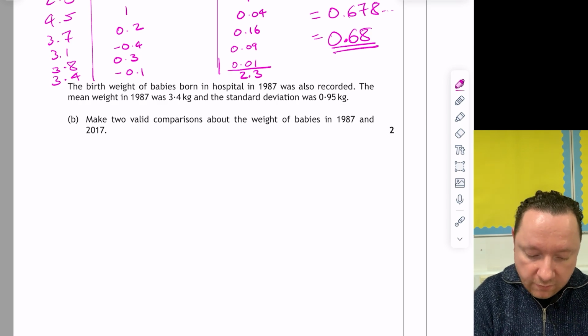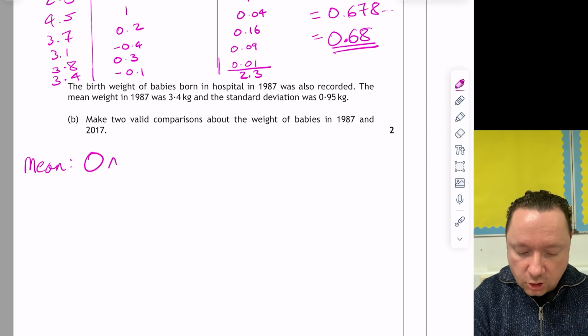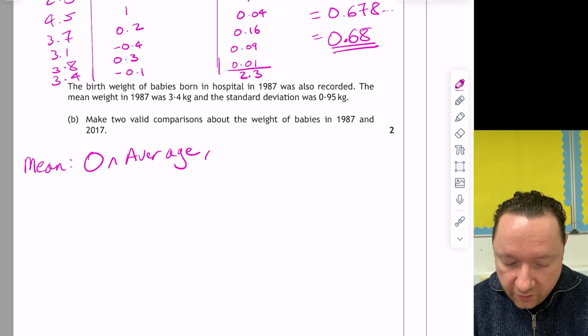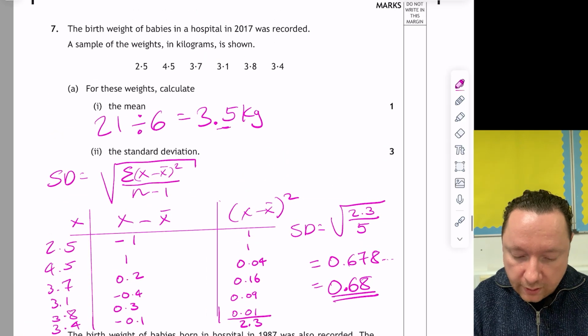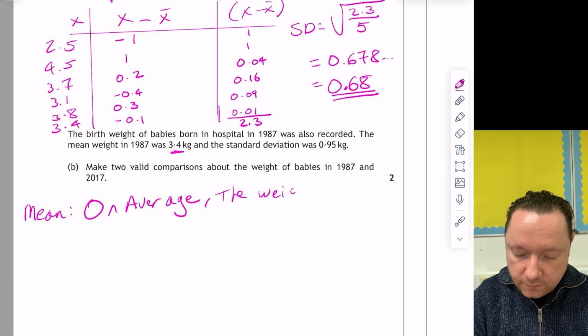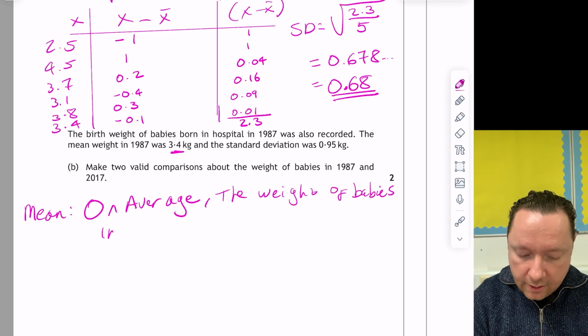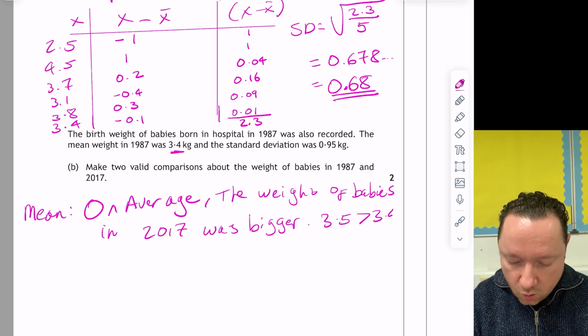So let's compare the mean first. The main thing with the mean is you're always starting off with on average. And then I'm just checking which one was bigger. So they got 3.4 and I got 3.5 for 2017. So on average, the weight of babies in 2017 was bigger. And you can see why. That's because 3.5 is bigger than 3.4.